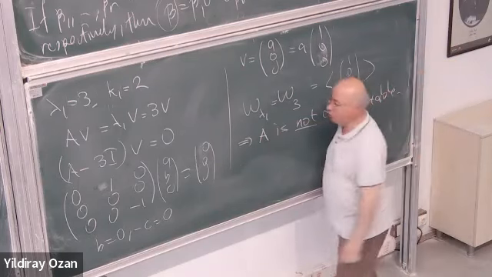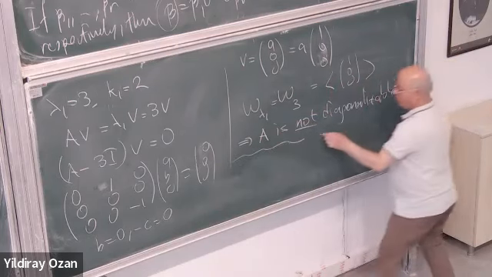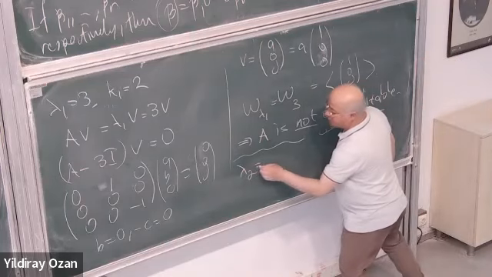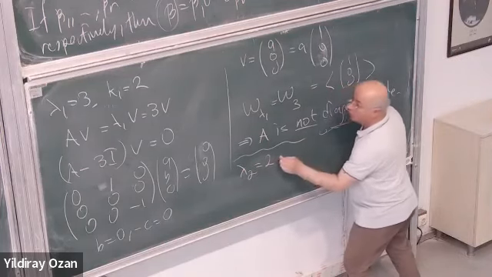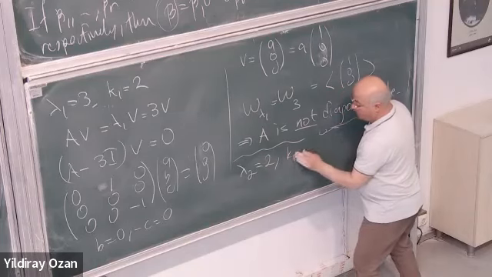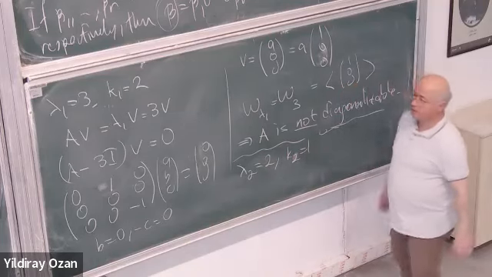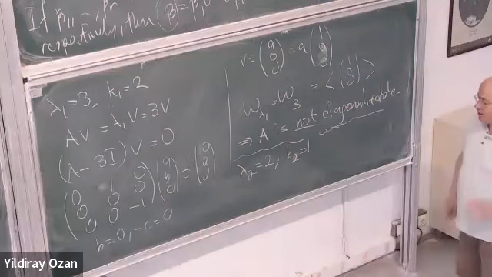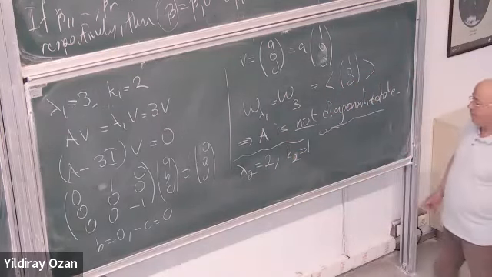But let's find W2 also. Just for the sake of completeness, number 2 is 2. K2 was 1, right? Again, the exponent of x minus 2 was 1.